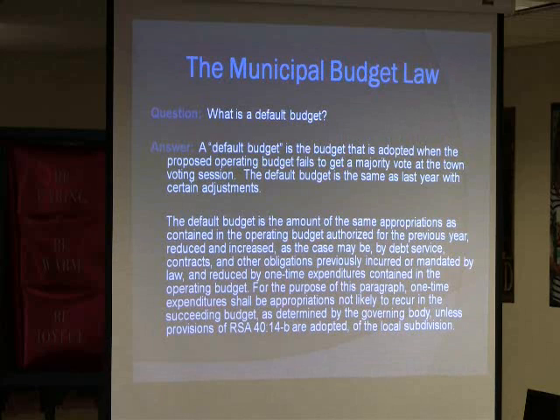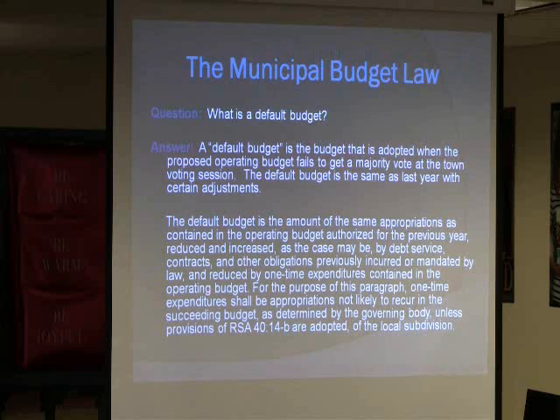What is a default budget? In simple terms, a default budget is the budget that is adopted when the proposed operating budget fails to get a majority vote at the town voting session. The default budget is the same as last year's budget with certain adjustments.